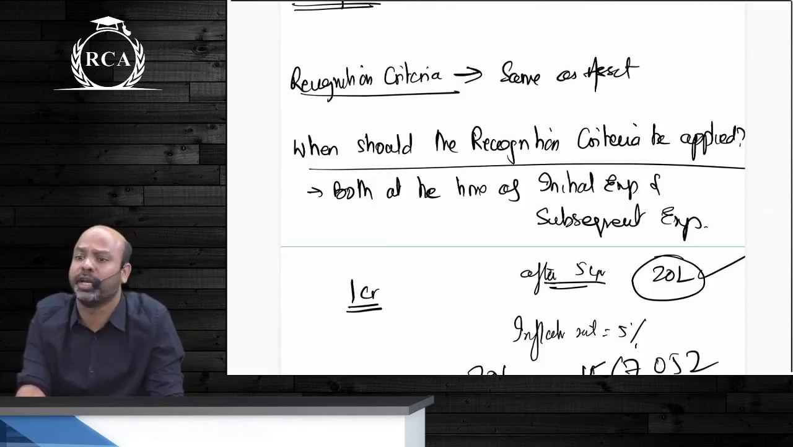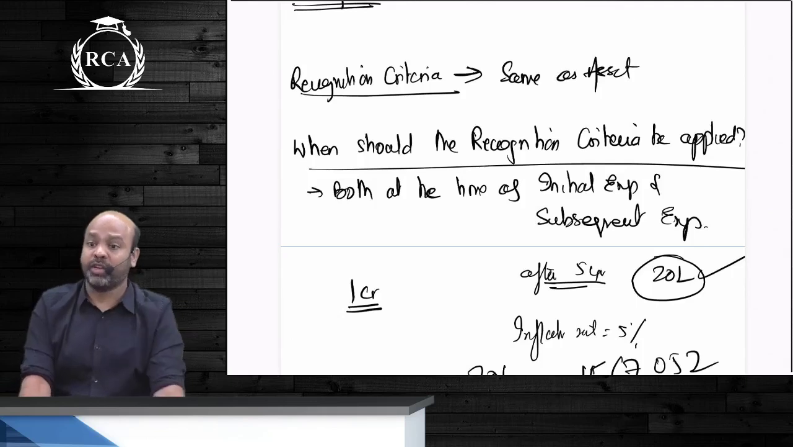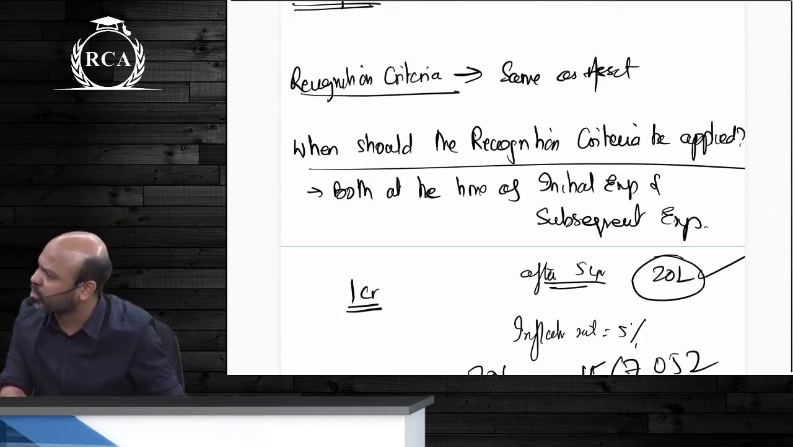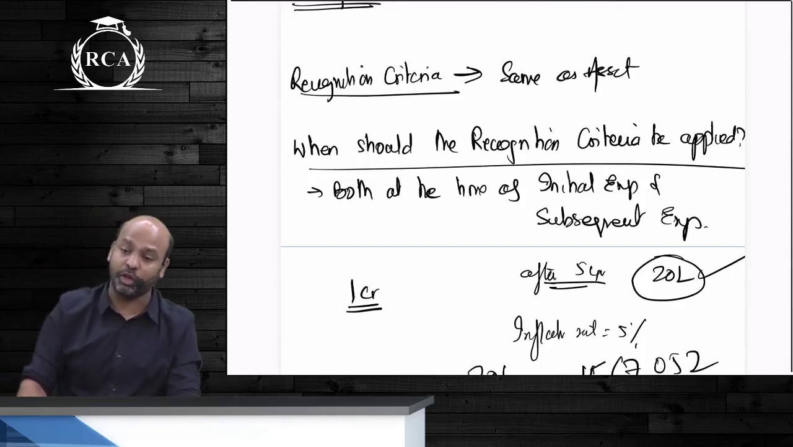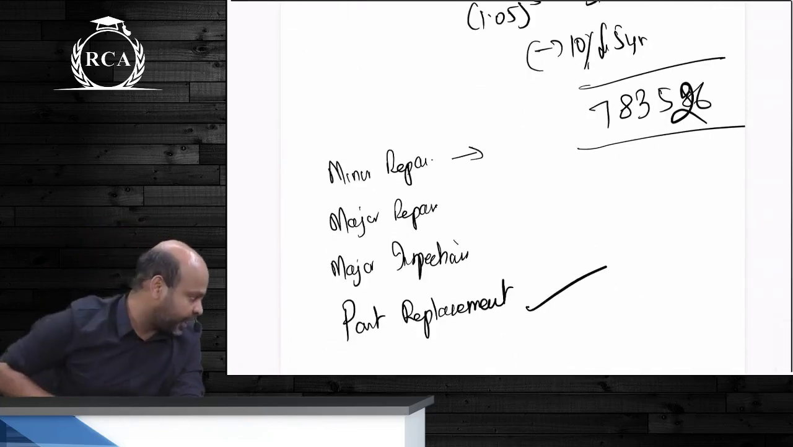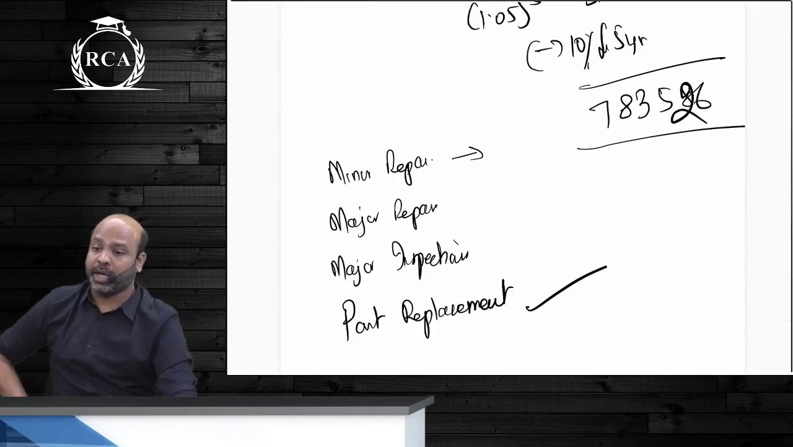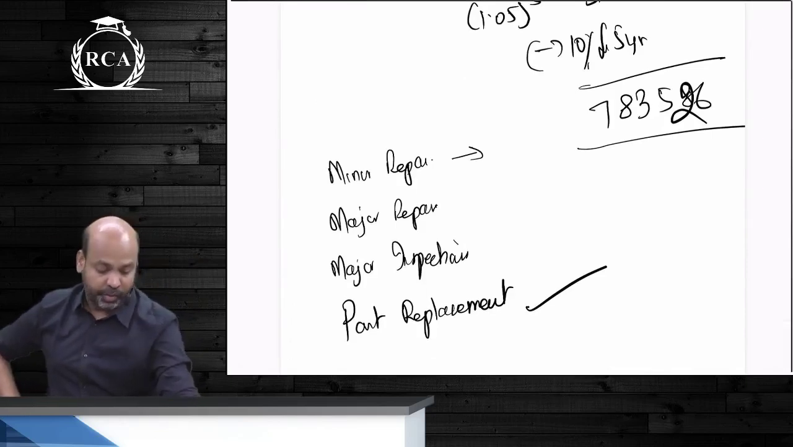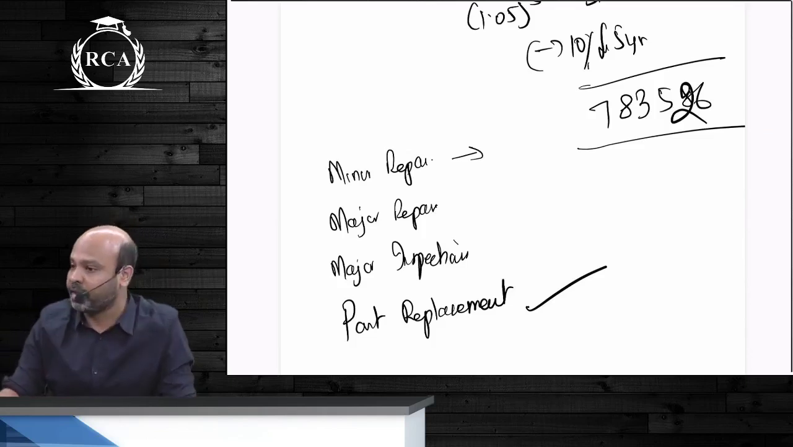Is it going to give you any direct economic benefit? No. Will it still be an item of property, plant and equipment? Anything that is indirectly going to help you in the smooth functioning of the operations as such, guys, will also be an item of property, plant and equipment. As far as subsequent expenditure is concerned, guys, we spoke about minor repairs, we spoke about major repairs, we spoke about major inspections as such, guys, and part replacement.